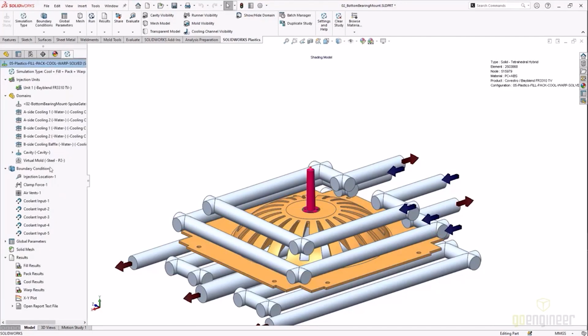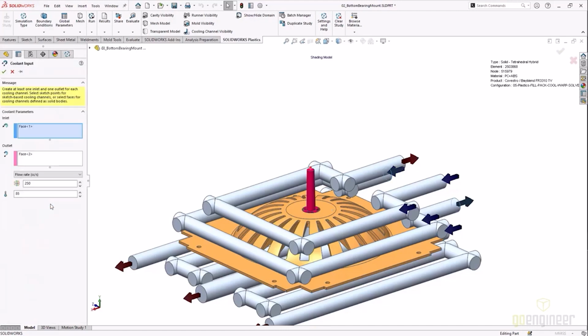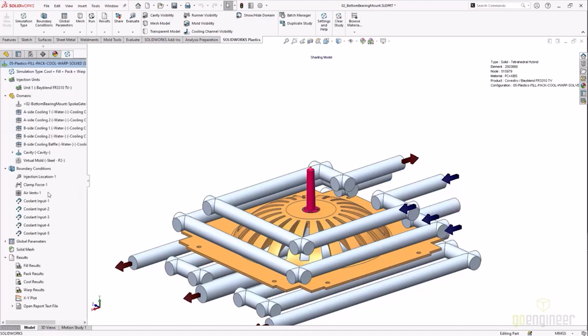And then we have our air vents specified as well. So again, the same venting locations as we used in Plastic Injection Engineer. From there, I have my cooling channels, and these are defined with a specific flow rate and fluid for those and a given temperature. So that's specified for all five of those cooling channels, including the one with the baffle.